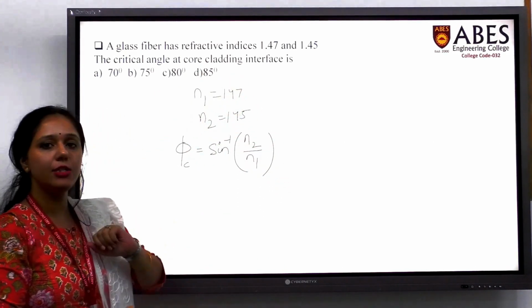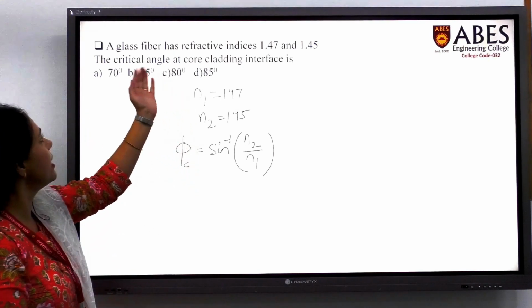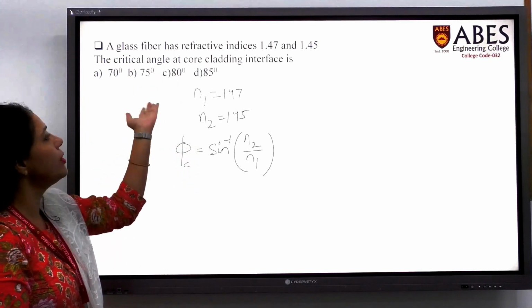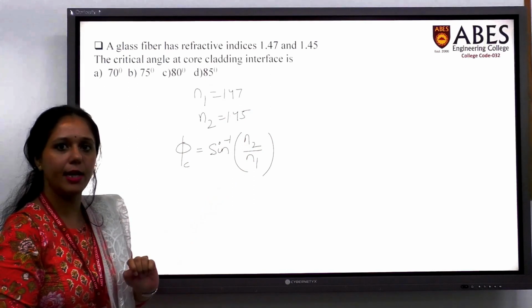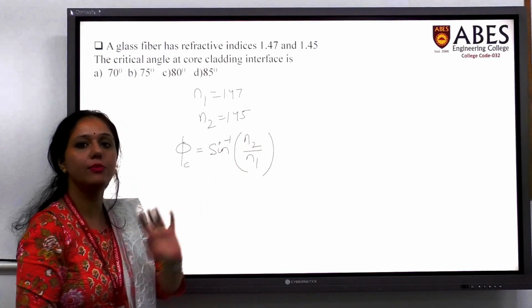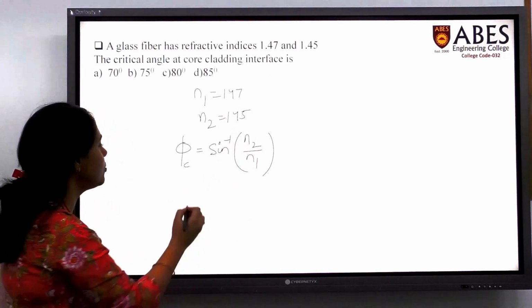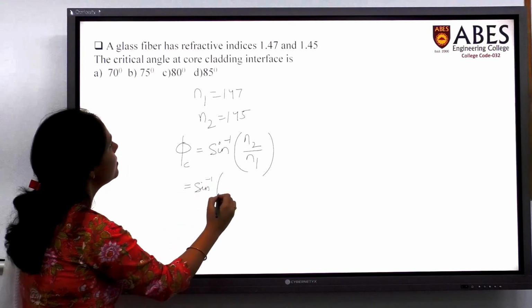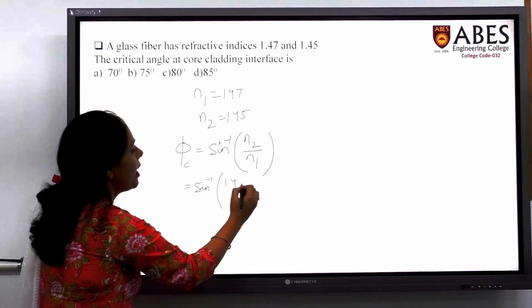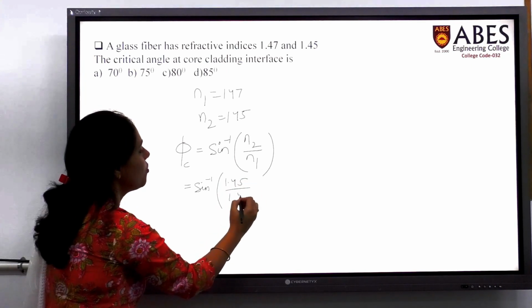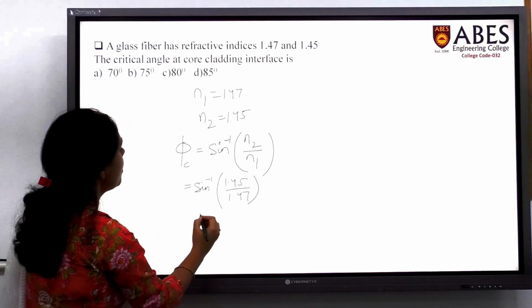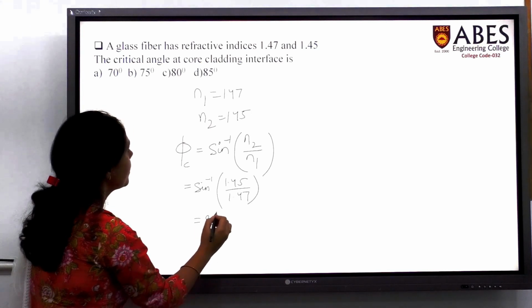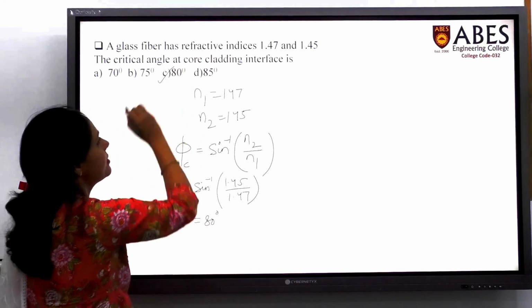This question may change. We may be asked for the critical angle at the outer medium and core interface. In that case, these refractive indices will change. So if we solve it, it will come around sine inverse of n2, meaning 1.45, and n1, which is 1.47. So it will come around 80 degrees, meaning the third part is correct.